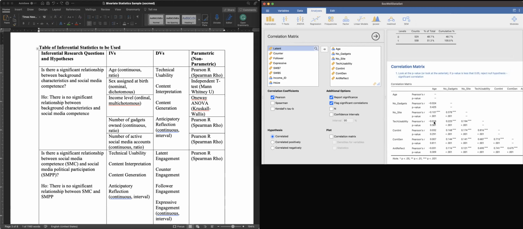You can see here that for age and the four components, there are no asterisks. So there's no bothering questioning the p-value, because the p-values are higher than 0.05. But when you look at the intersections of gadgets and social media sites on the four components of social media competence, you see that they are all significantly correlated. And the p-value is actually less than 0.001.